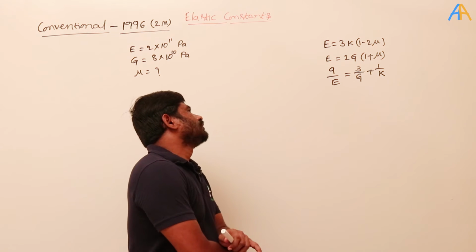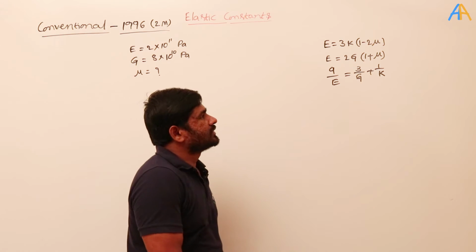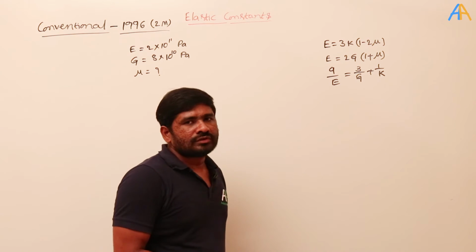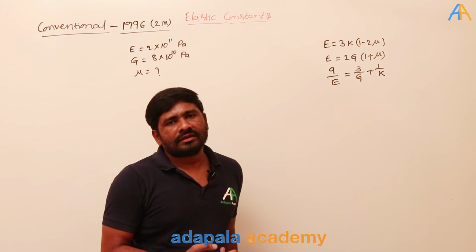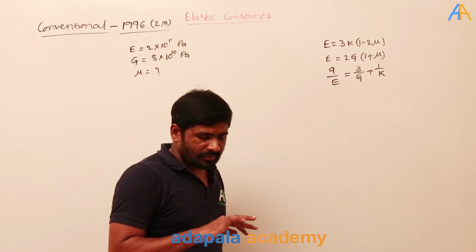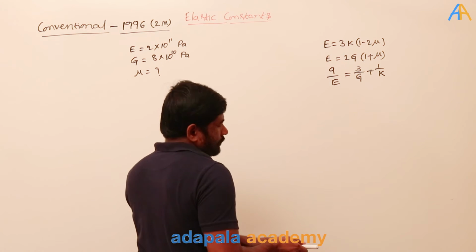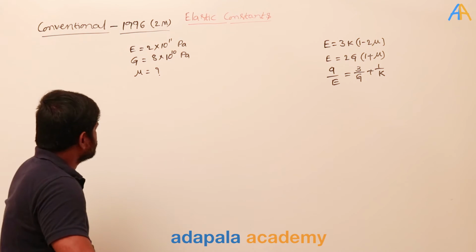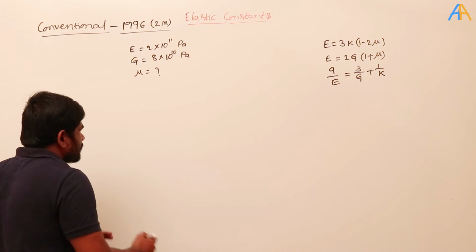Okay, so there are only 3 equations, the entire chapter is based on 3 equations. What are they? E = 3K(1 − 2μ), E = 2G(1 + μ), and 9/E = 3/G + 1/K. Okay, so E and G are given, then we need to find out the μ. So we need to use the second formula.